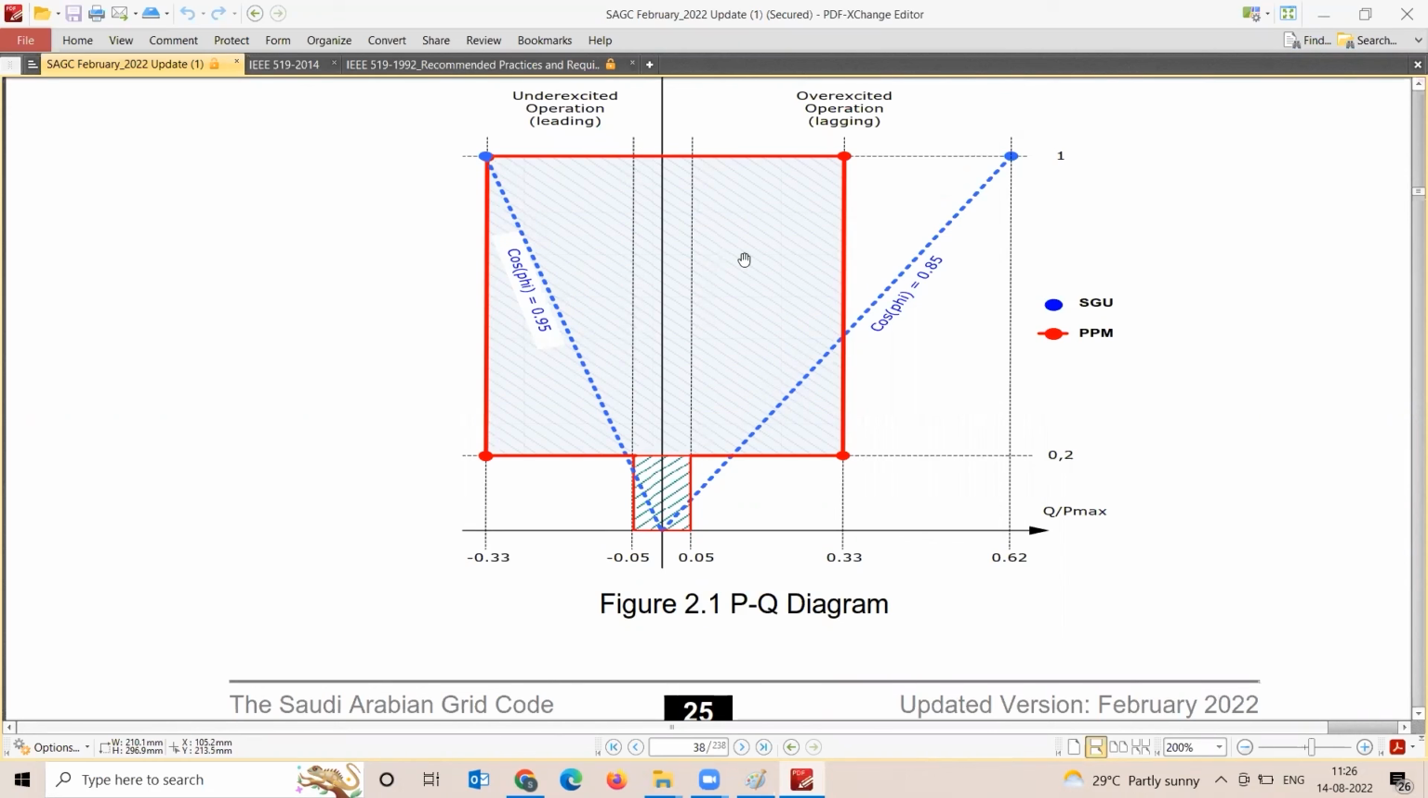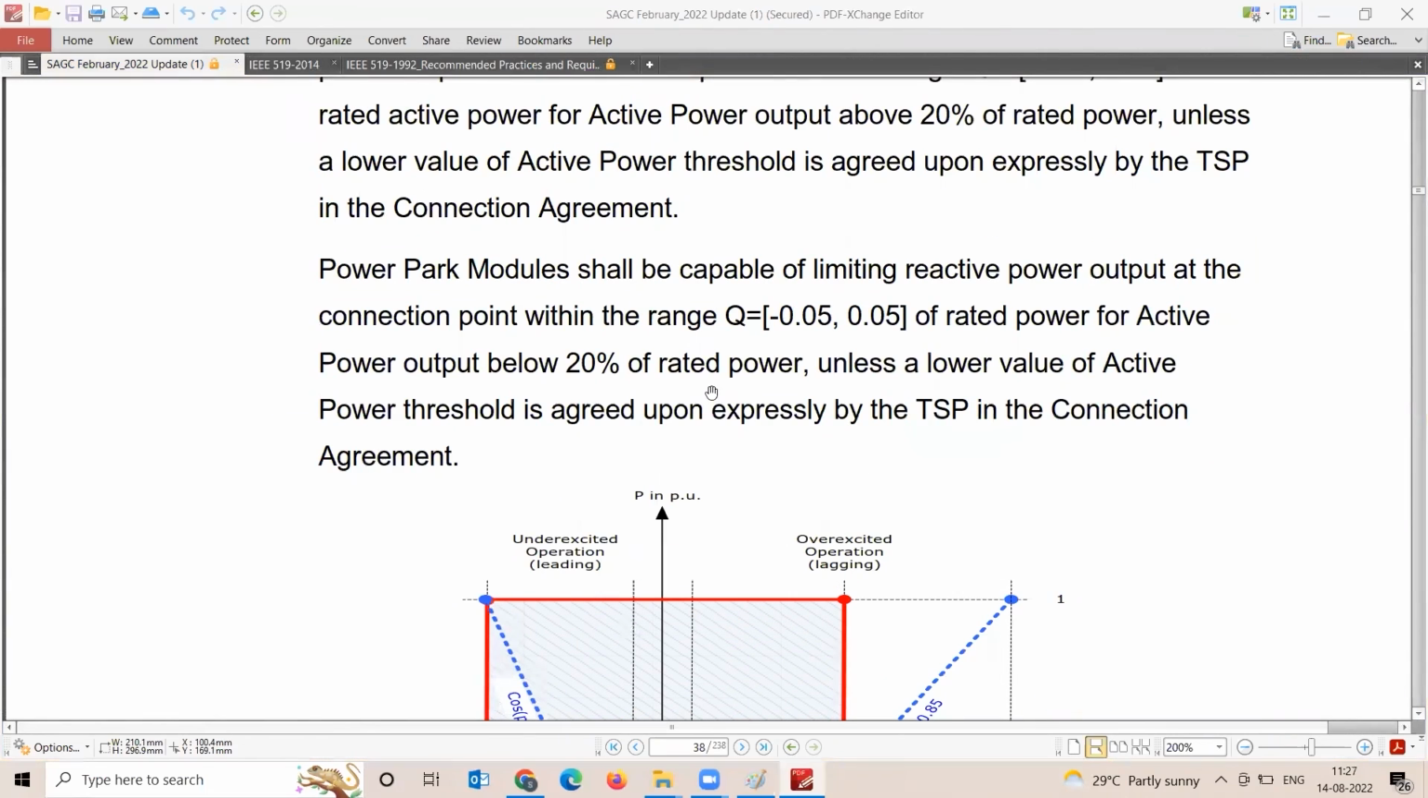One more thing which is not really visible in this image: this blue line is at the generator terminal, whereas the red line is at the point of connection. That means the red line has to be met at your point of connection, 220 kV or 400 kV, whereas the blue one has to be met at your generator terminal. Meeting it at the generator terminal might be easy because you may not have reactive power loss in the transformer. That is one important aspect which we are missing.